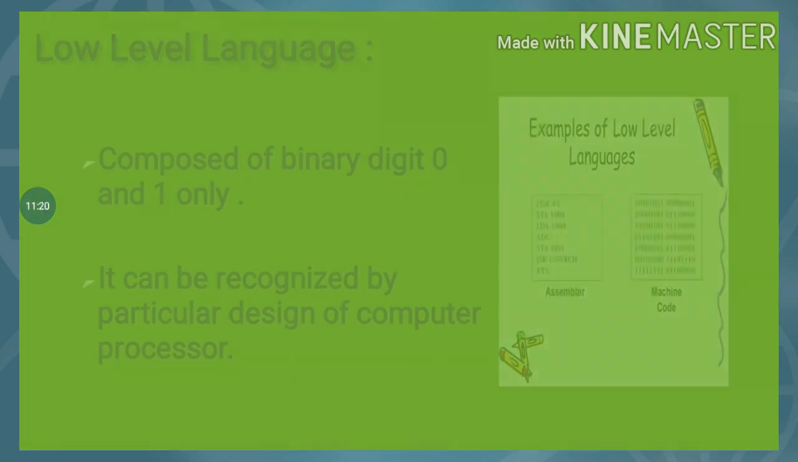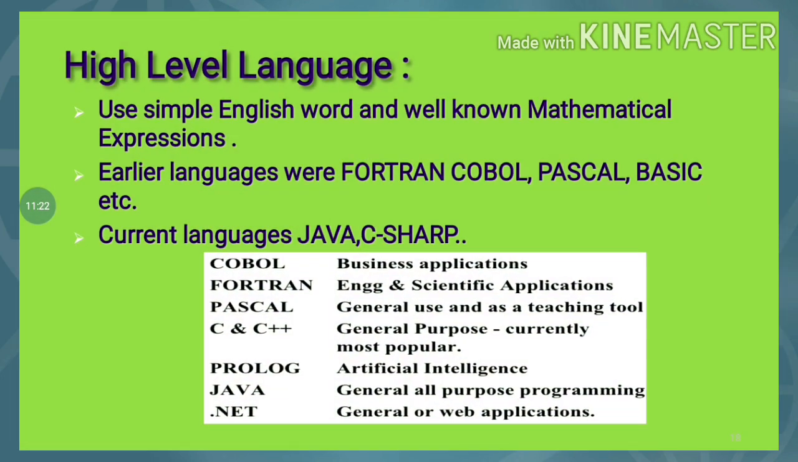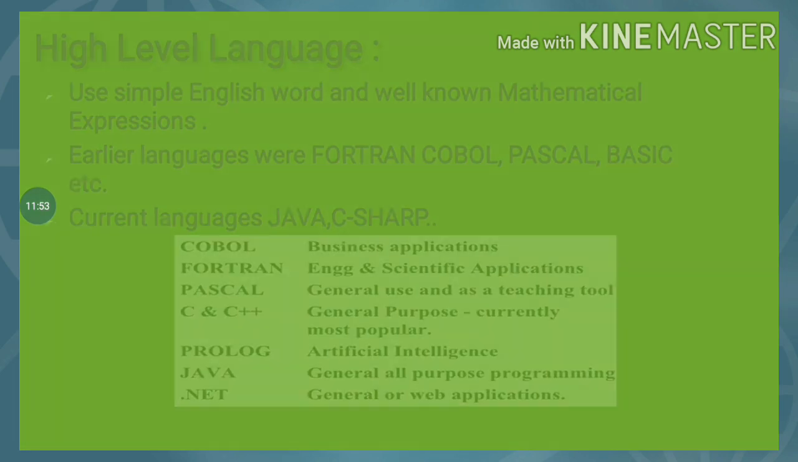Next one, high level language. Simple English words and well-known mathematical expressions are used in high level languages. Earlier languages were Fortran, COBOL, Pascal, Basic; so many high level languages are there. Currently we are using Java, C#, like that.